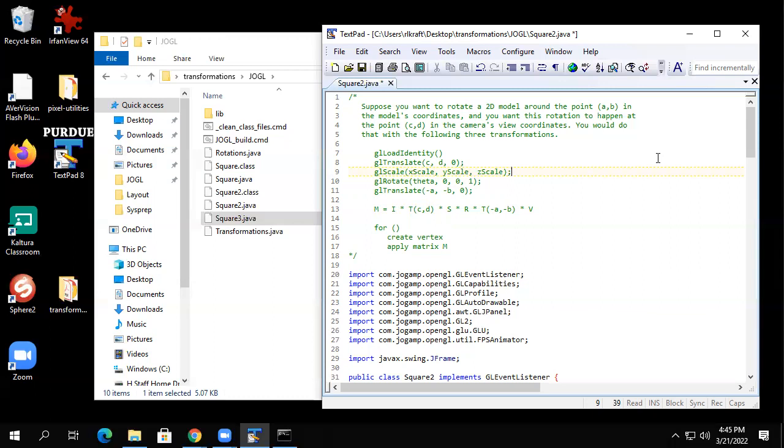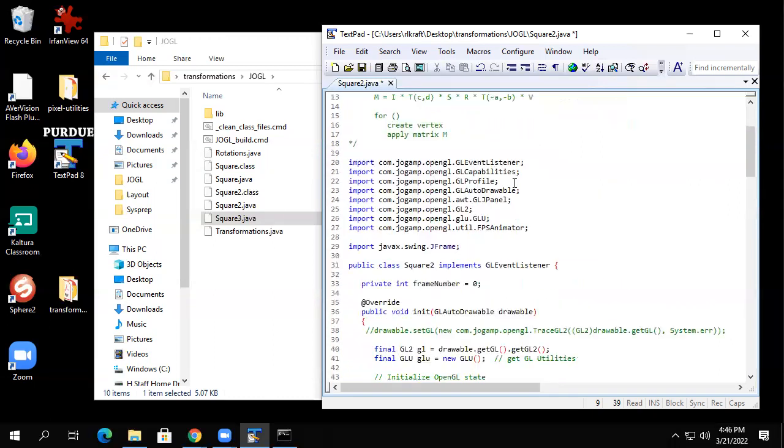Well, we're resetting it to the identity though. Oh, yeah, see, but we're not accumulating the scaling. We're setting it. If you didn't have that identity, then it would just keep doubling in size. Okay, so the scale will come before.